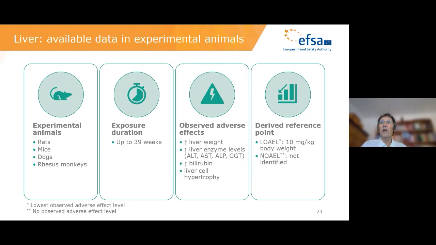These include alanine transferase, aspartate aminotransferase, alkaline phosphatase, and gamma-glutamyl transferase. In addition, bilirubin was also increased. All studies showed effects even at the lowest dose level investigated, which was 10 milligram per kilogram body weight. No observed adverse effect level could be identified, which means, as already indicated, that this is a data gap. Next slide, please.